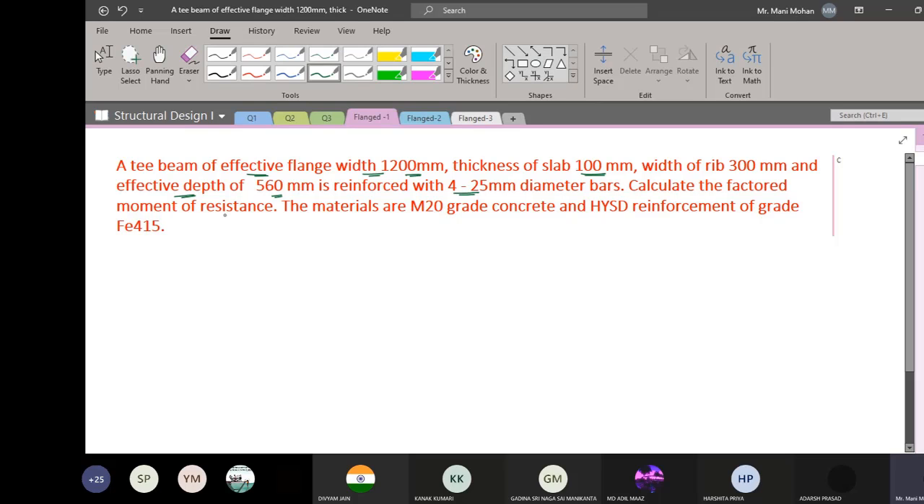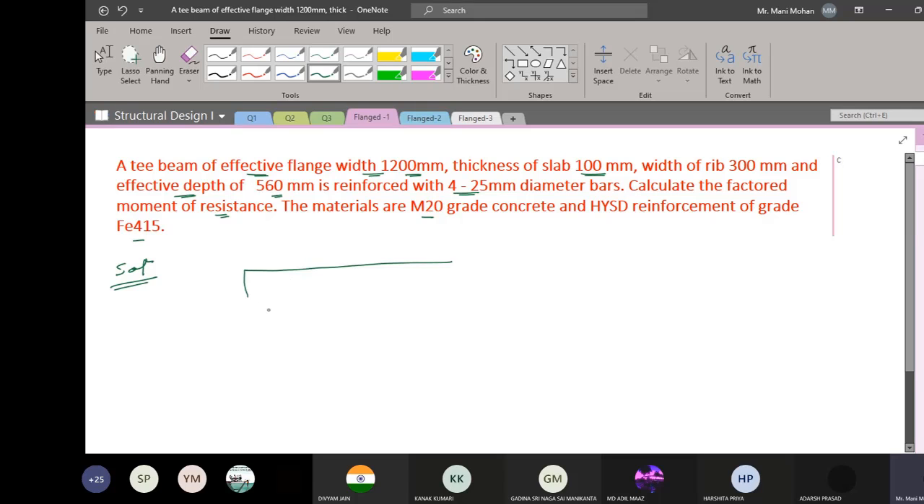Now you are supposed to compute the factored moment of resistance, and the material which you are using is M20 grade concrete and Fe415 steel. So before starting, let us draw the cross section for the problem. How the cross section looks like.